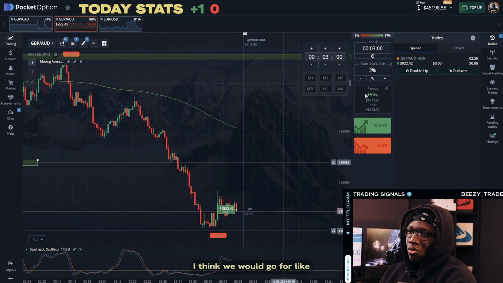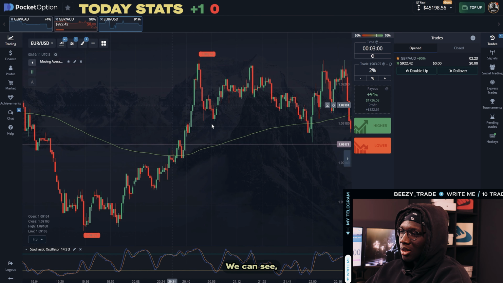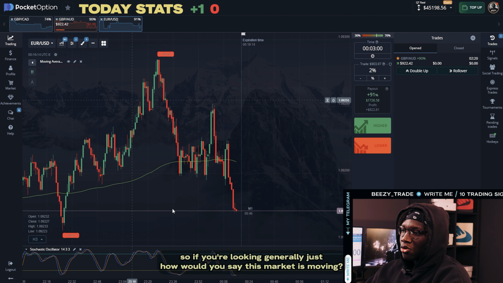So right here, we're on 1 minute. We can start with 1 minute, or we can go back and backtrack looking at every single time frame. But just by looking at this chart, there's a couple of things that I could take away from it. So first thing I'm looking at is how the market has been moving. If you're looking generally, just how would you say this market is moving? You would say downwards. But if you see, just looking at the market structure, you see that the market has been kind of moving downwards.